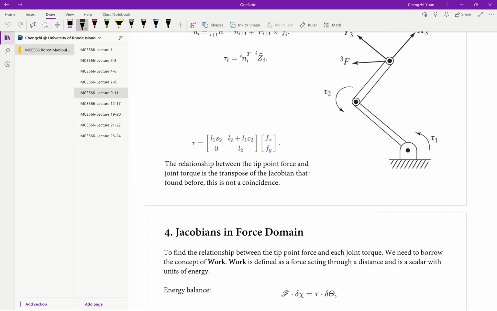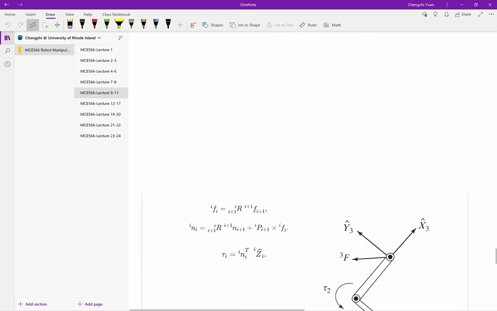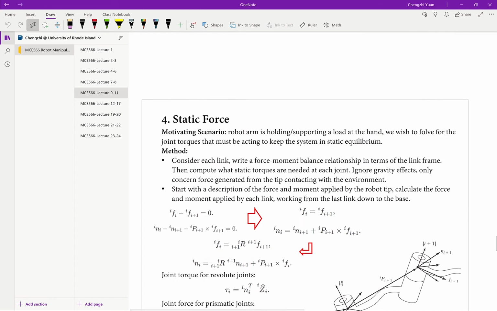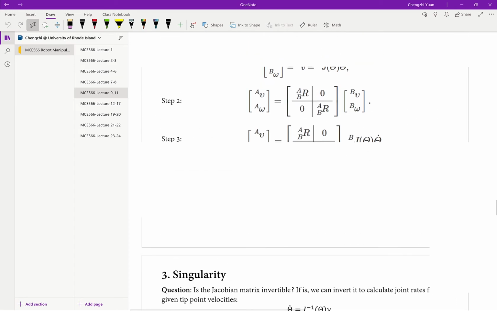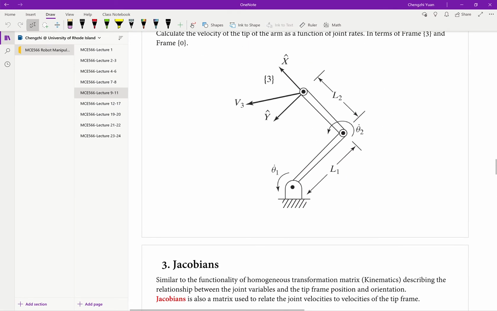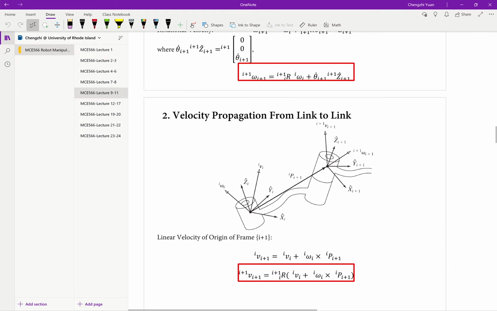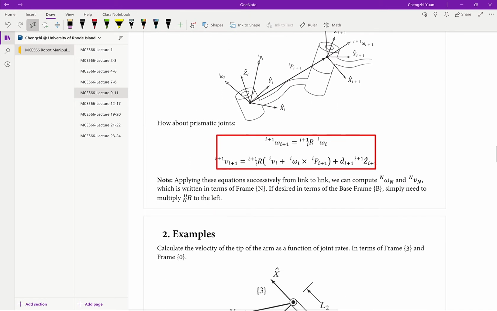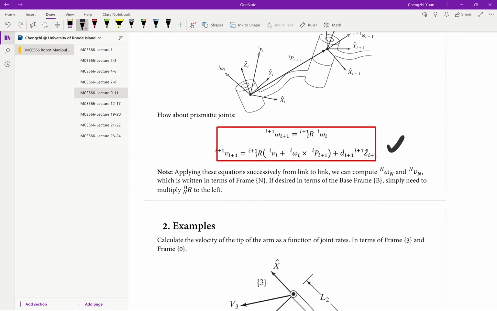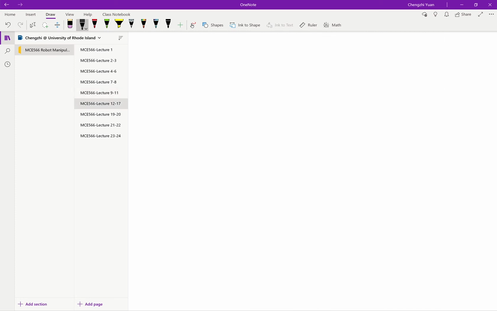So let's go back to this slide, which is lecture 9 to 11. In order to establish the Jacobian matrix, this is the first set of equations. For revolute joints you have this equation for calculating the angular velocity and this equation for calculating the linear velocity. And another set, these two equations, is for prismatic joints. Okay, let's go back to here.